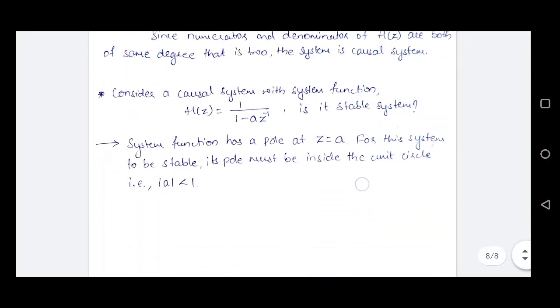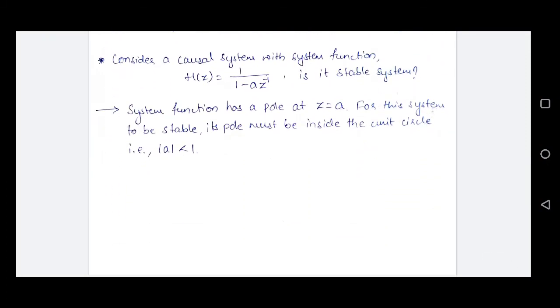As a second example, we'll consider a system defined as H of z equals 1 divided by 1 minus a z inverse. Now, we said this is a causal system. Is it stable? The system function has only one pole, at z equals a. For this system to be stable, all the poles must be inside the unit circle. That is, mod of a should be less than 1. Then only will this causal system be stable, or else it will be an unstable system.